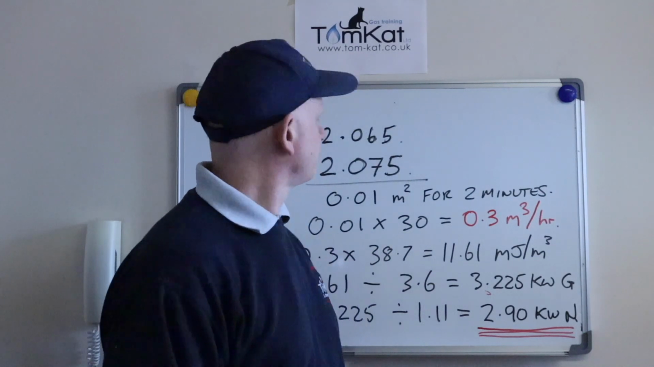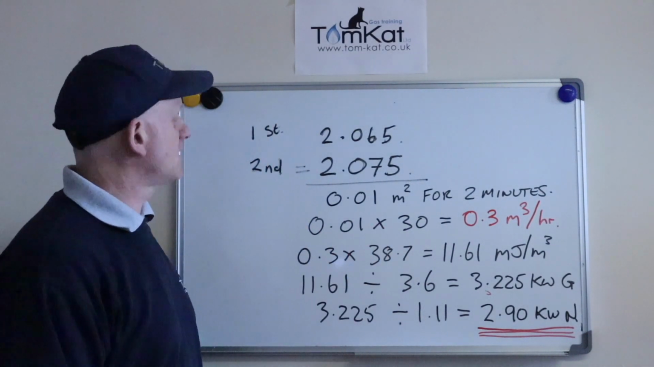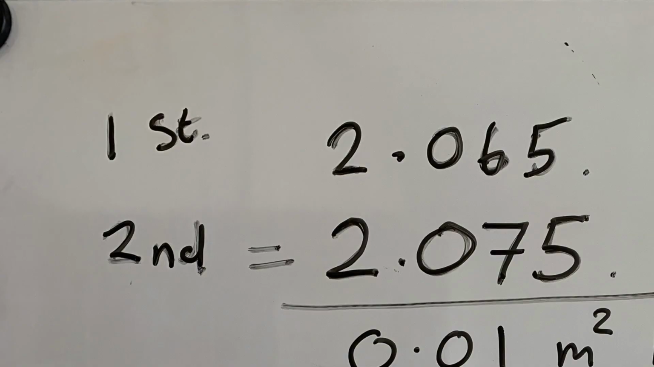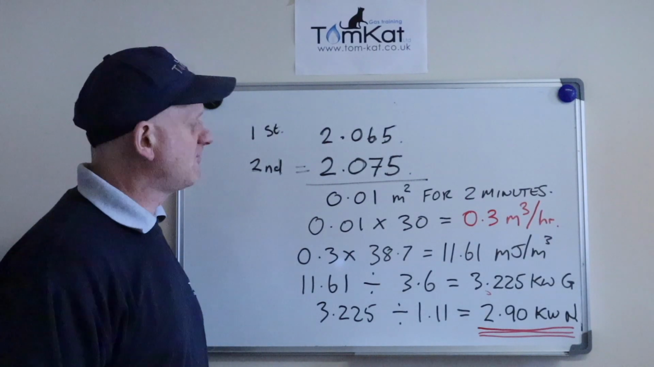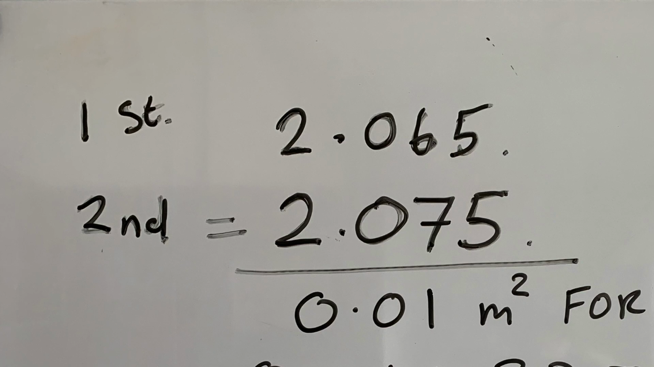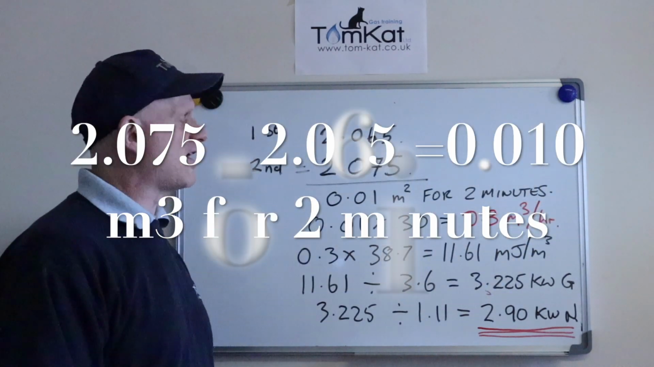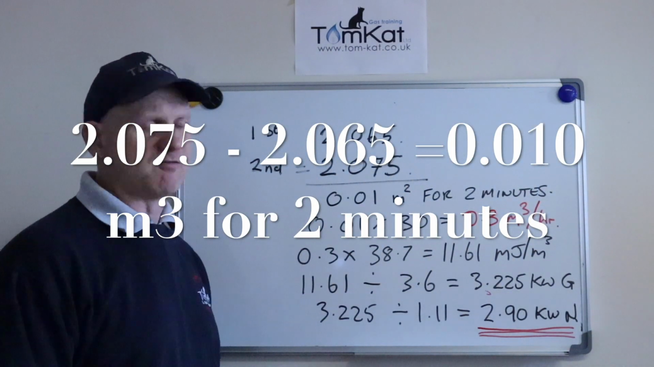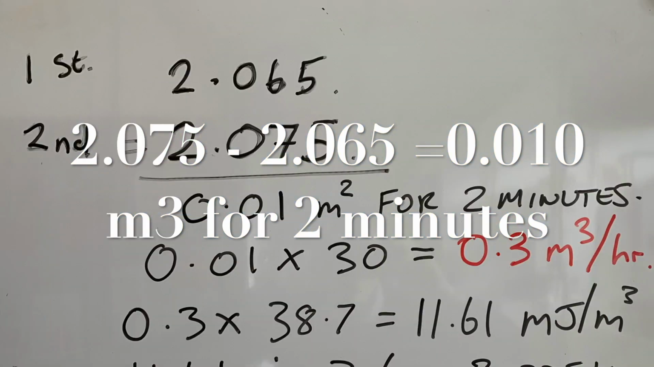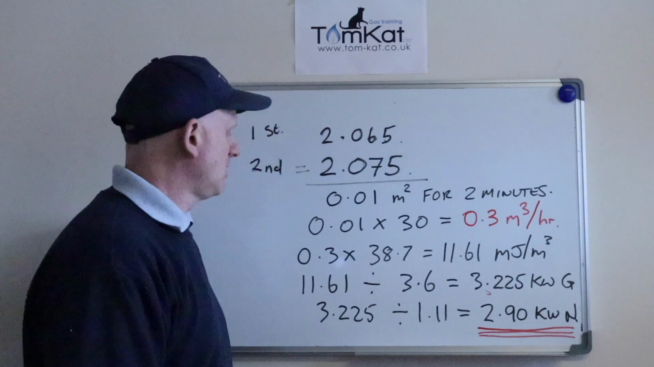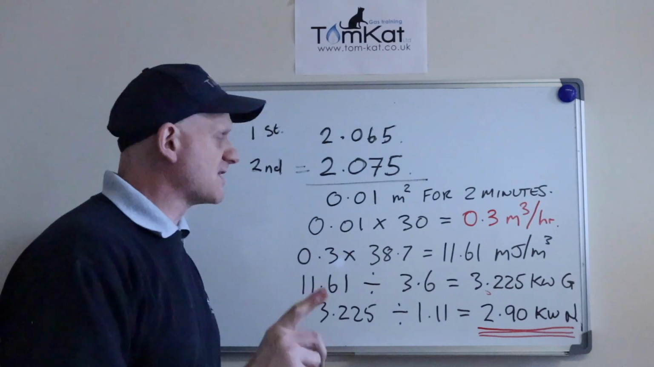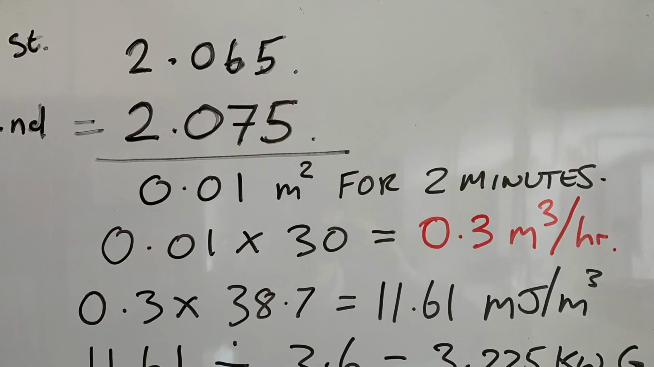Let's have a look at the maths then. So on the board now you can see our first figure was 2.065. Our second figure, after we timed for 2 minutes, was 2.075. So if we take 2.075 and minus 2.065, we get 0.01 meters cubed, but that's only for 2 minutes. We need meters cubed an hour, so we take the 0.01 and we times it by 30, which gives us 0.3 meters cubed an hour.